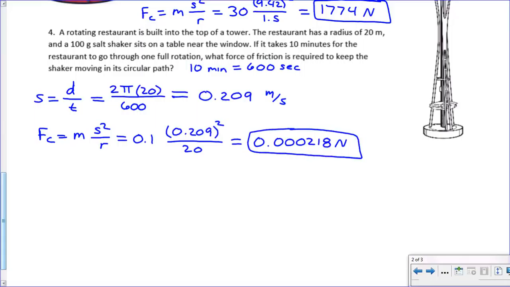That's the same thing. Notice here that this is a very, very small force. So it's taking a long time to go around the entire circle once, 10 whole minutes, which means the speed is very low. And if the speed is low and the mass is low, we're going to end up with a really, really low force here. And that's what's happened.